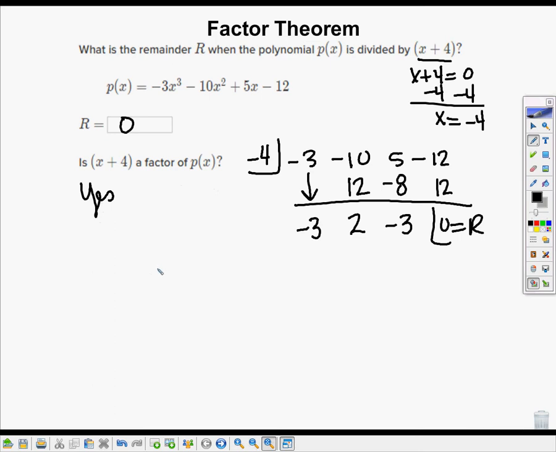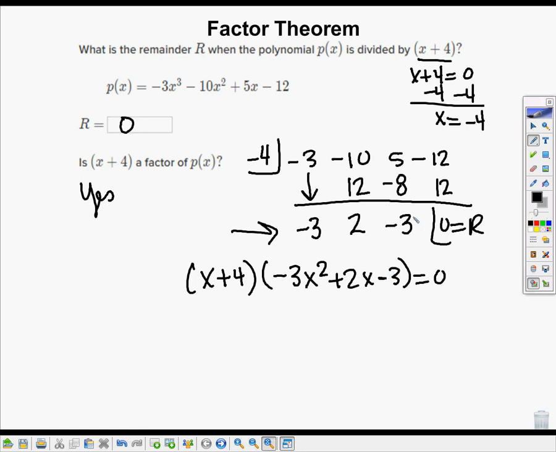Now, just as a reminder, if we want to find all the zeros of this polynomial, we know that x plus 4 is a factor. We can take our quotient and write the next factor, which is going to be a quadratic. Remember, if we start with a cubic and we draw out one factor of x, then we'll be left with a quadratic, which is going to leave us with negative 3x squared plus 2x minus 3. Now remember that this number just before the remainder should always be a constant.